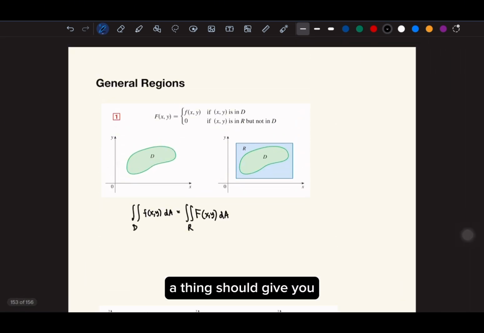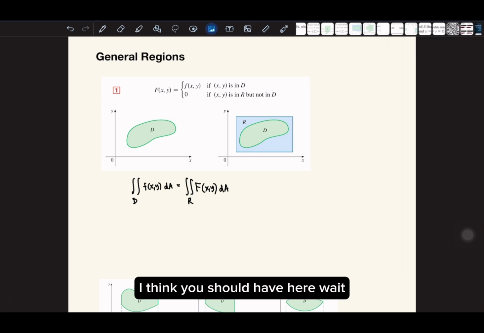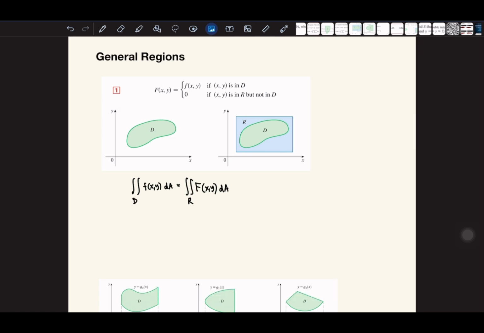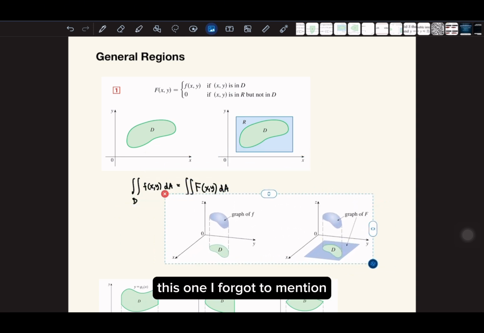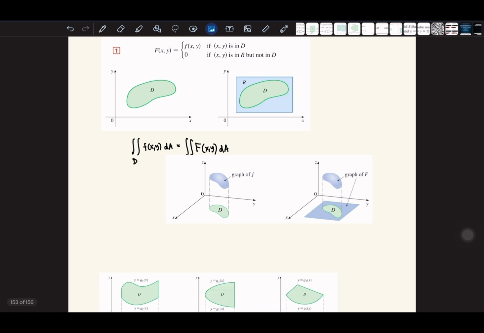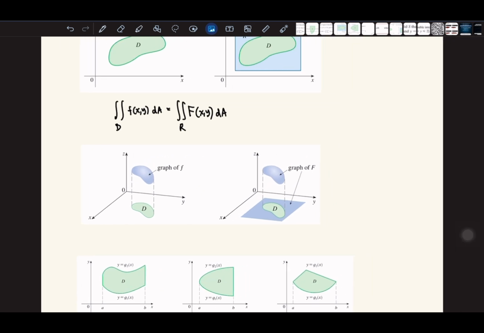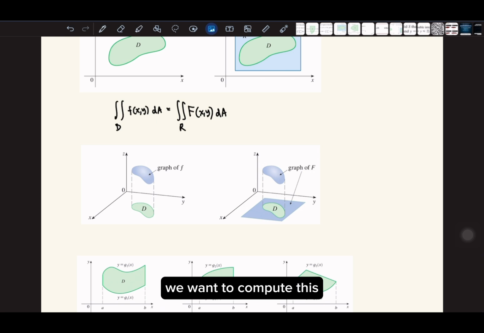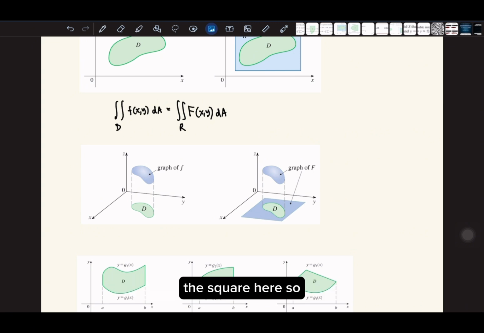I think I should give you, let me check the picture. I think you should have here, wait. Is this, yeah, this one. Okay. I forgot to mention. So basically, what it means is we want to compute this. Then this is not a square, right? We want to compute this with the help of the square here.